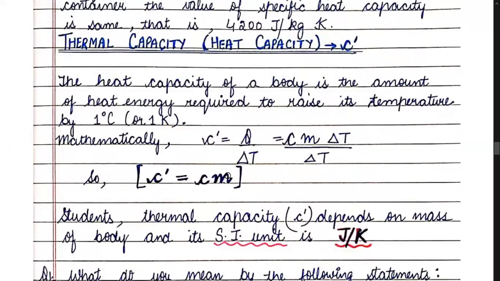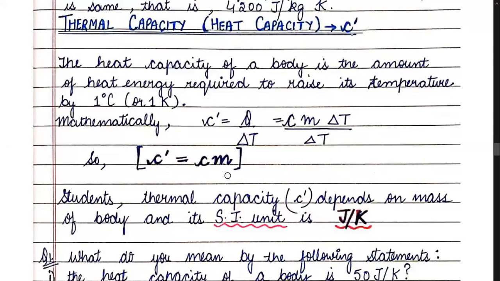Now continuing further with our next topic, that is thermal capacity. Students, it is not specific capacity, rather it is only thermal capacity. The word thermal can be replaced by heat also. Thermal energy is heat energy. Thermal capacity is heat capacity, and it is denoted by the symbol C dash.